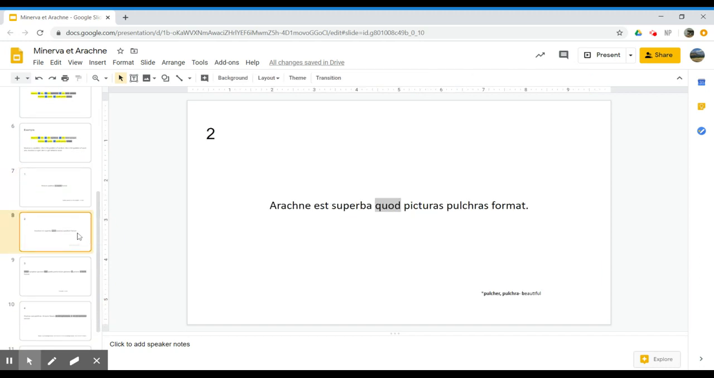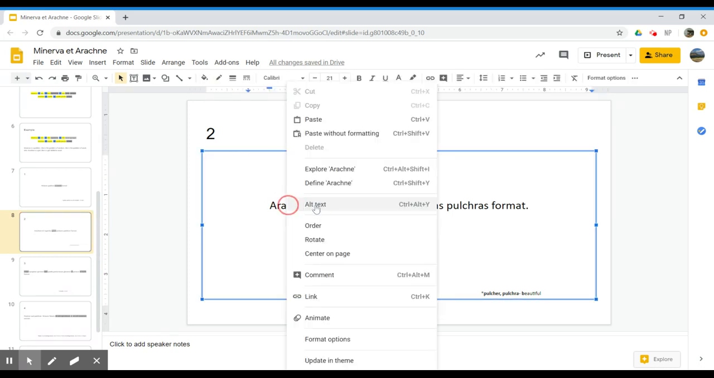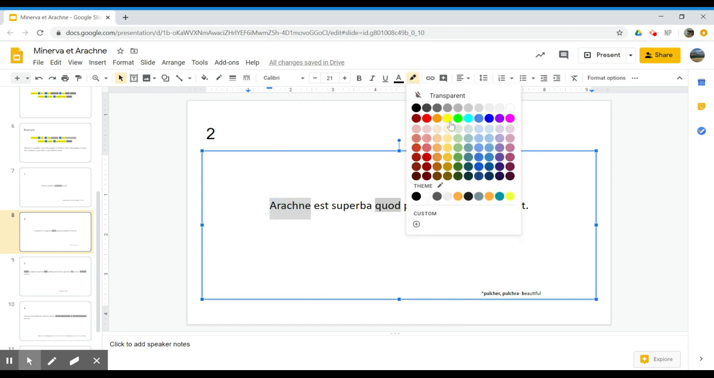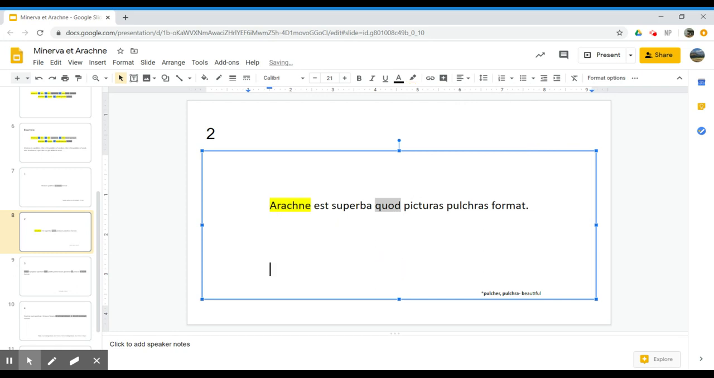Okay. Number 2 is where I'll take you. I was tempted to stop at 1, but I feel like this is good practice, okay? So slide number 2 says, Arachne est superba quod picturas pulchras format. You're going to see that quod is already in gray. You don't need to do anything with it. Arachne is your subject. We've talked about how Arachne spells her name however she chooses. So I'm going to go ahead and highlight Arachne and give her that subject yellow.